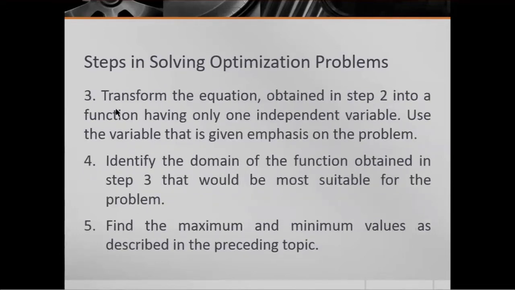Step 3. Transform the equation obtained in step 2 into a function having only one independent variable. Use the variable that is given emphasis on the problem. Step 4. Identify the domain of the function obtained in step 3 that would be most suitable for the problem. And the last, step 5, find the maximum and minimum values as described in the preceding topic.